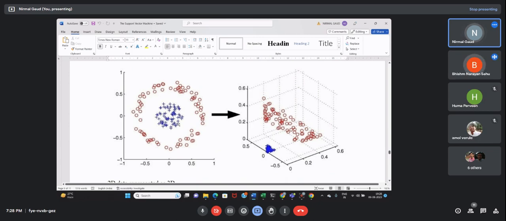Sir, I have one question. While increasing the dimension, each data point will have to be assigned to different dimensions, right? So how will that be done? It depends upon this trick only.